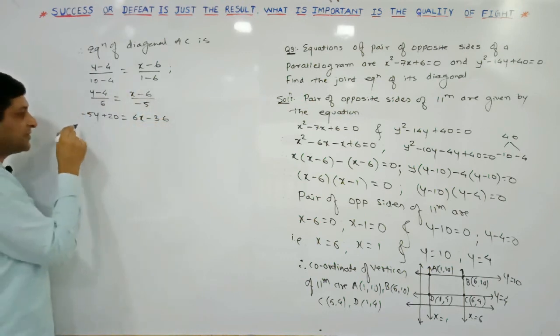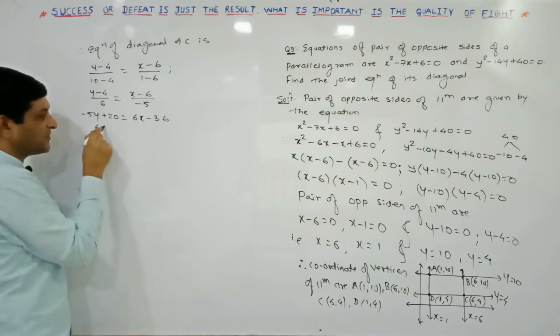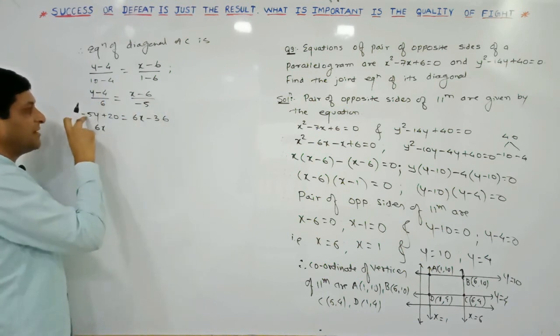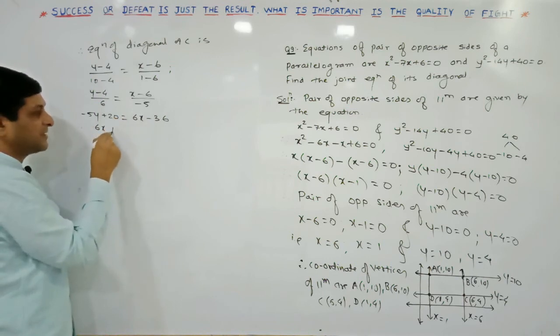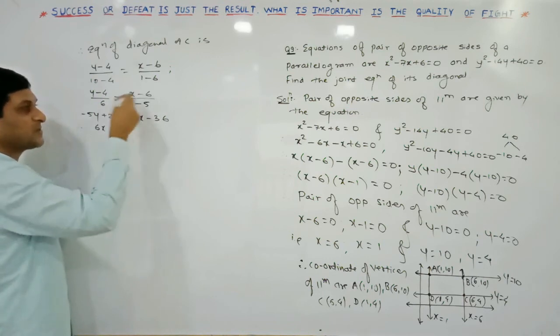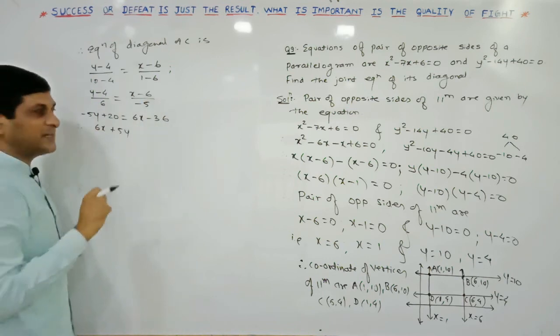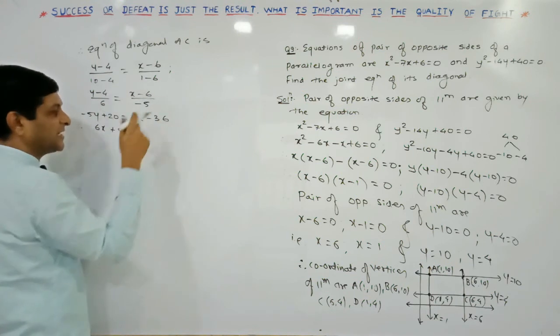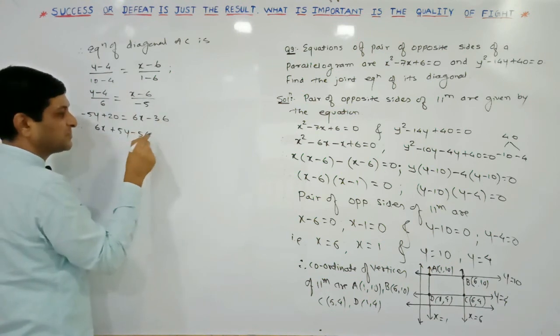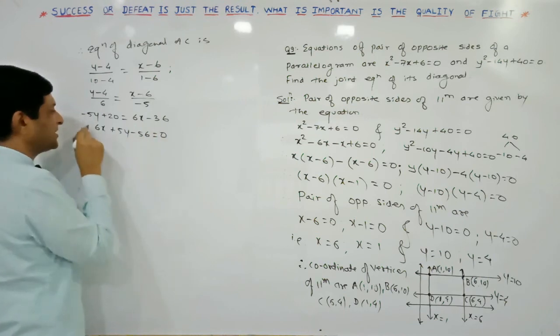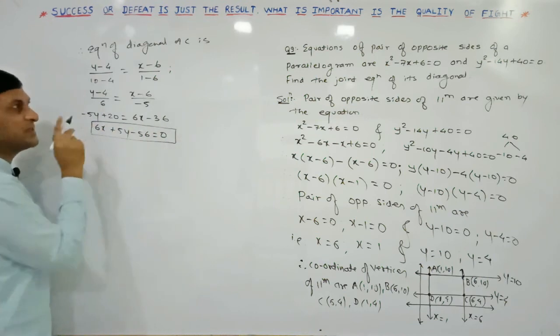Now write down the equation in general form. First write down the term of x, and collect all the terms on this side. -5y on this side will become +5y, and +20 on this side will become -20. So -36 - 20 will be equal to -56, and the equation is 6x + 5y - 56 = 0. In this way we have got the equation of the first diagonal.